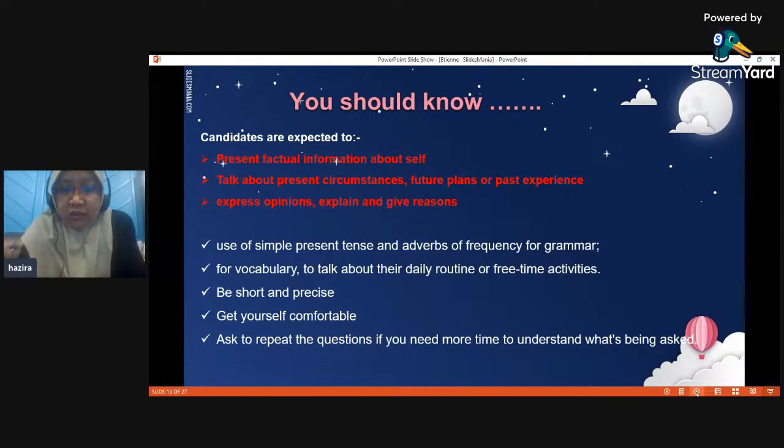Get yourself comfortable with the interlocutor, the teacher in front of you, as the interaction for this part will only involve you and the teacher. So do not interact yet with your partner. You can request the interlocutor or the teacher to repeat the questions if you need more time to understand what has been asked.